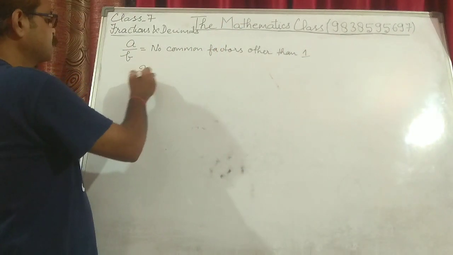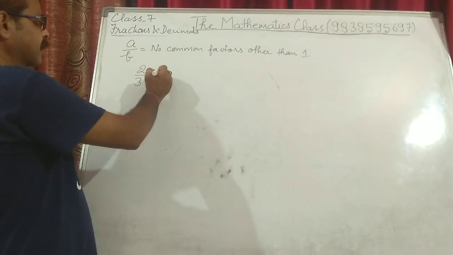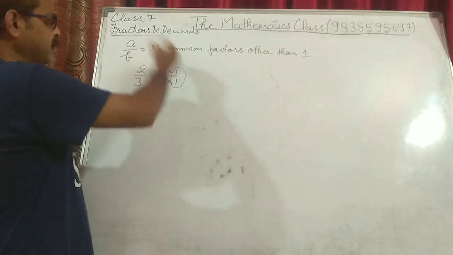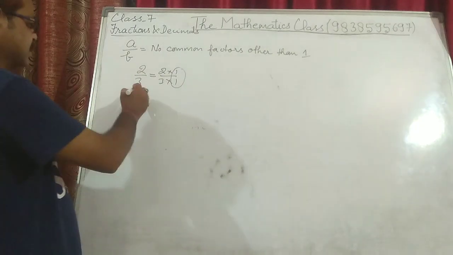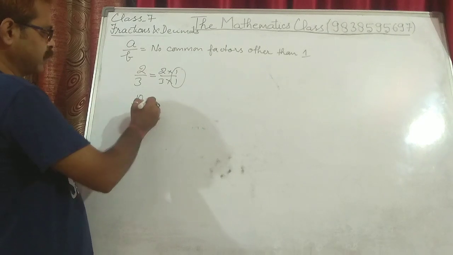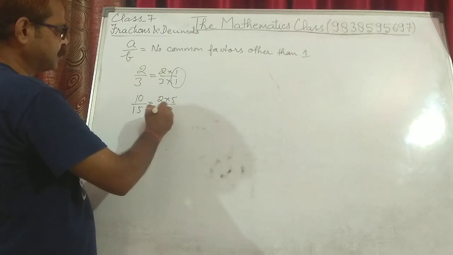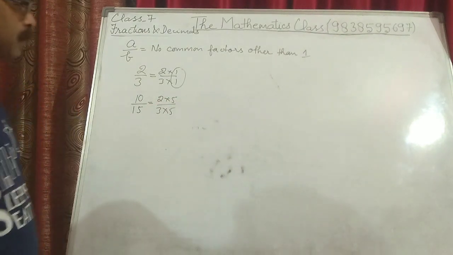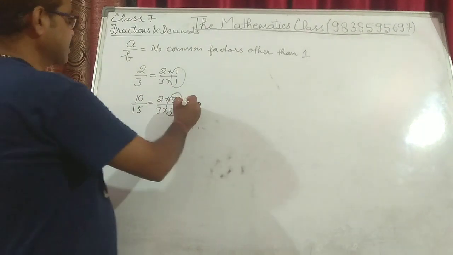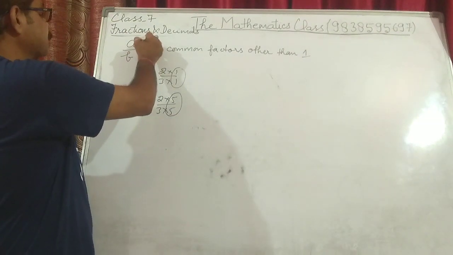Suppose I say 2 upon 3. It can be written as 2 into 1 and 3 into 1. So there is nothing common other than 1 in this. But if I say 10 upon 15, 10 can be written as 2 into 5 and 15 as 3 into 5. Now 10 upon 15 has common factor 5. So this is not a fraction in simplest form.